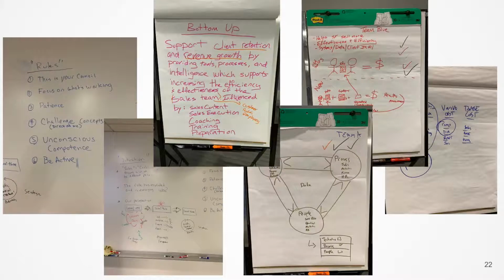Psst. That's a hint for exercise 3. They had similar rules. And my hint is, do these rules sound similar to principles? The rules are, this is your counsel. Focus on what's working. You know, the dialogue on that is don't concentrate on what isn't working. Patience, grasshopper. I'll add that one there.